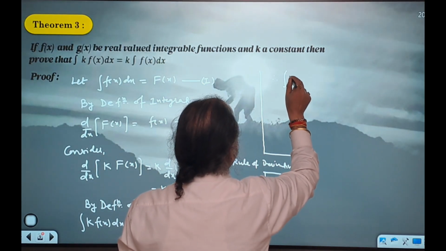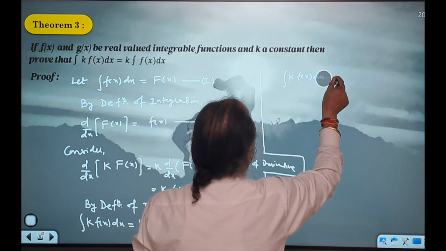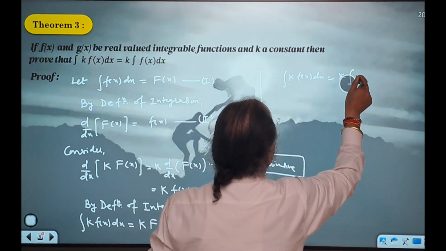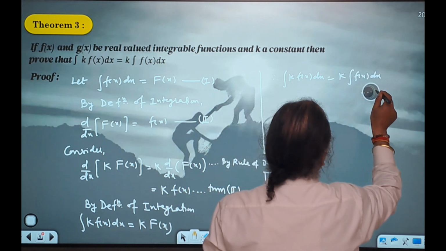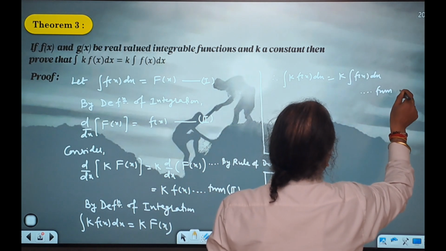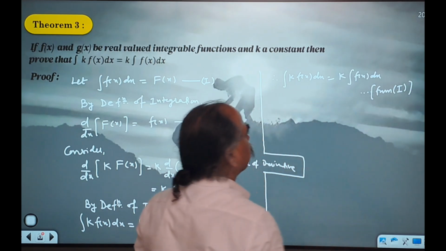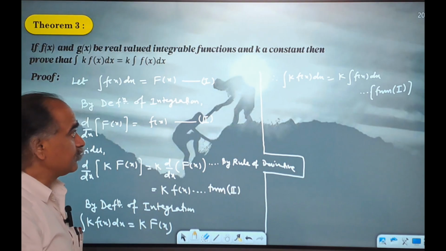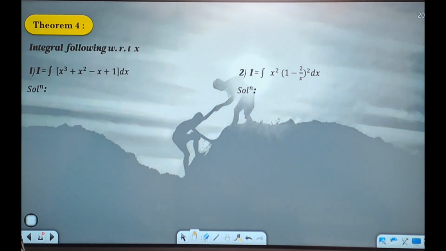Therefore, integral k f(x) is k times integral f(x) dx. This is what we had to prove. Now we'll do some problems based on the theorems we have done.